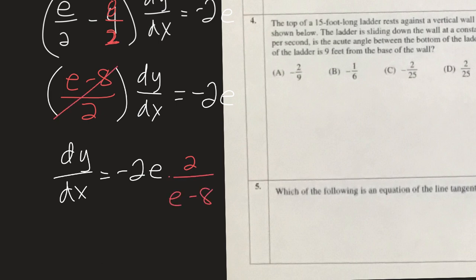So we're getting rid of that, multiplying by its reciprocal. And then let's see what we have. We have negative 4e over e minus 8. That's the answer that I got by doing all this algebra.